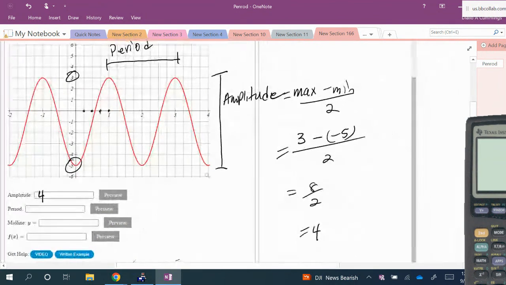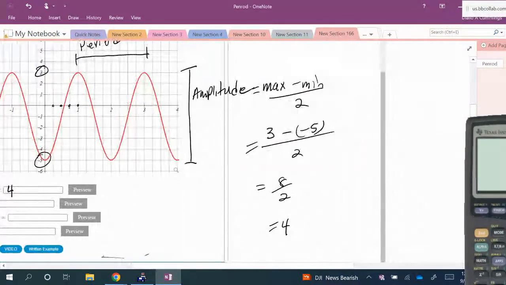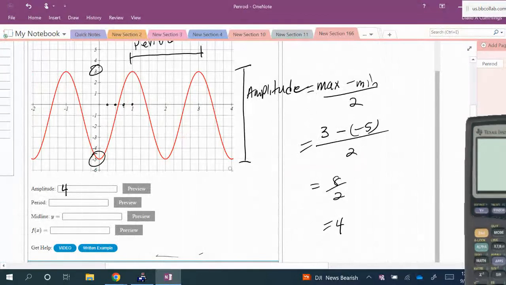All right. So let's count this out. So we have 1, 2, 3, 4. That's 1 unit. 1, 2, 3, 4. That's 2 units. So our period is 2 units long.